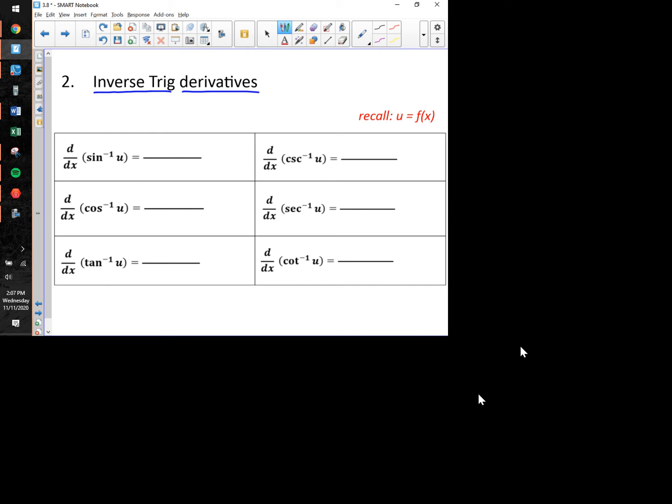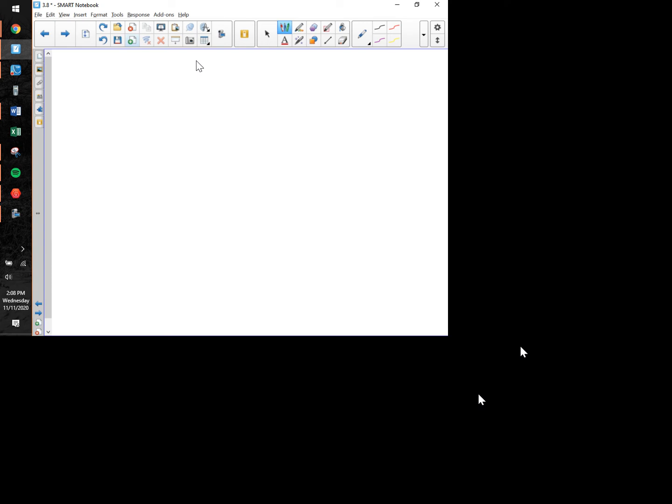So earlier on in this chapter, I believe in section 3.6, we did the derivatives of all of your trig functions. The derivative of sine of an angle is cosine of the same angle, and so on and so forth. Now we're going to start talking about the 6 inverse trig functions. Before we do that, let me take just a moment, and I just want to make sure that everybody understands what in the world we are talking about with inverse trig.